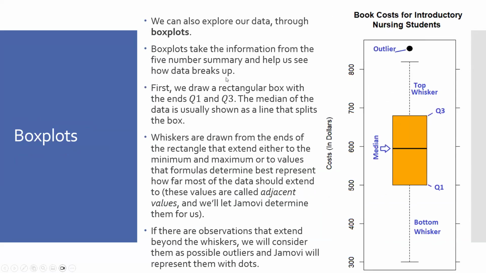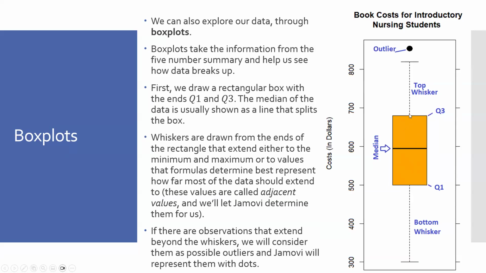We can also explore our data through what's known as box plots. Box plots are a way to take our five-number summary and visualize how the data breaks up based on it. The first thing we'd do, if we had to do this all by hand, is to draw a rectangular box that goes from Q1 to Q3. The median of the data is usually the line that splits the two. So book costs for introductory nursing students going from $300 to maybe over $800, $900 even. Oof. Textbooks are expensive, y'all. But once you make this rectangle, this box going from Q1 to Q3, it gives us the middle 50%.